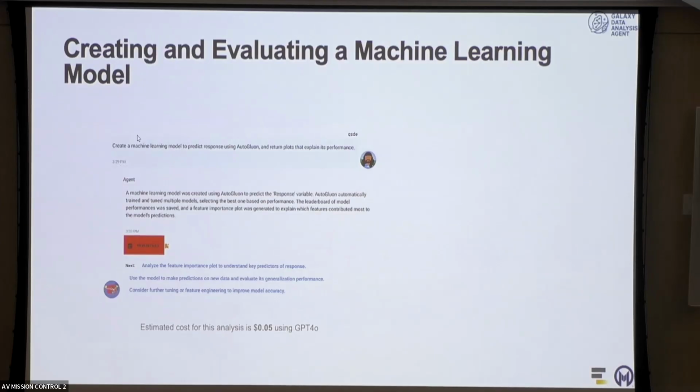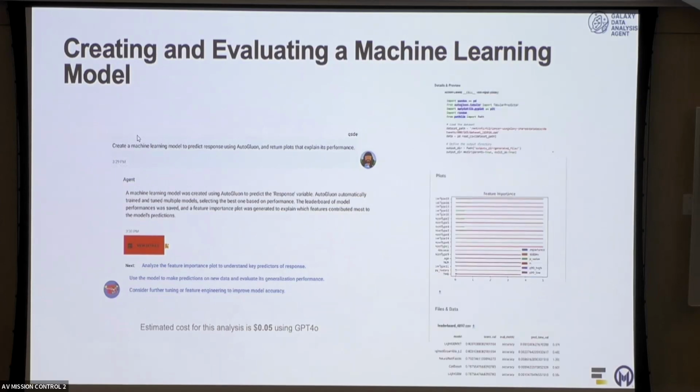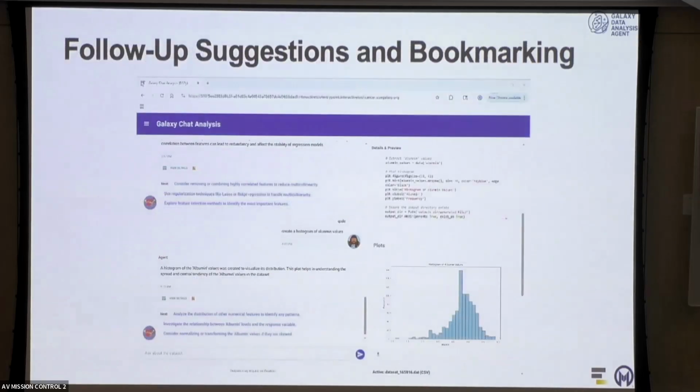In terms of how we think about this last version of the model, because we're a machine learning lab by and large, we wanted to make sure that it was good at machine learning analyses. And we have managed to get really good results from this agent by asking it to do different types of machine learning with different auto machine learning libraries, such as AutoGluon. And the cost is still pretty reasonable. We're at 5 cents for this particular query to run this machine learning analysis.